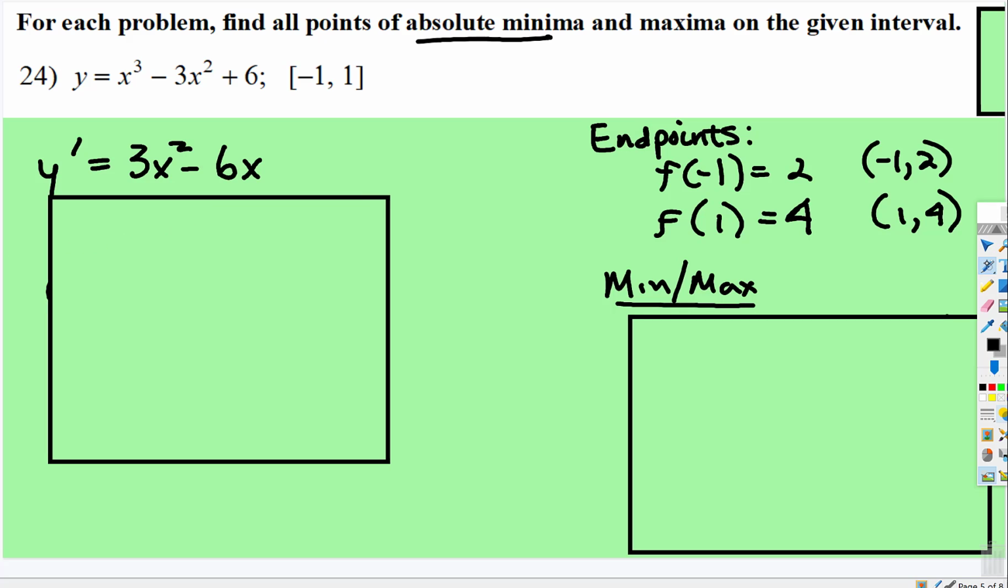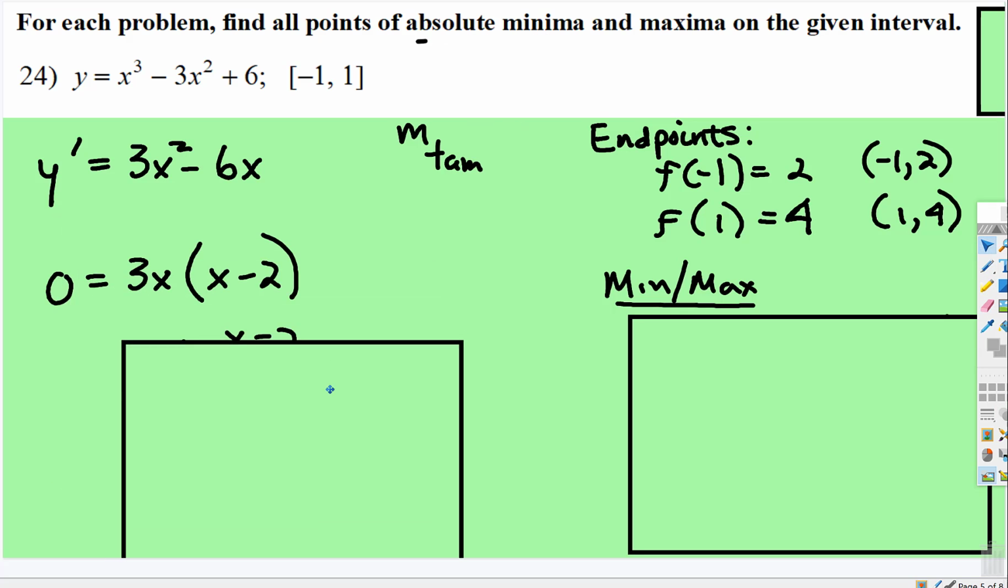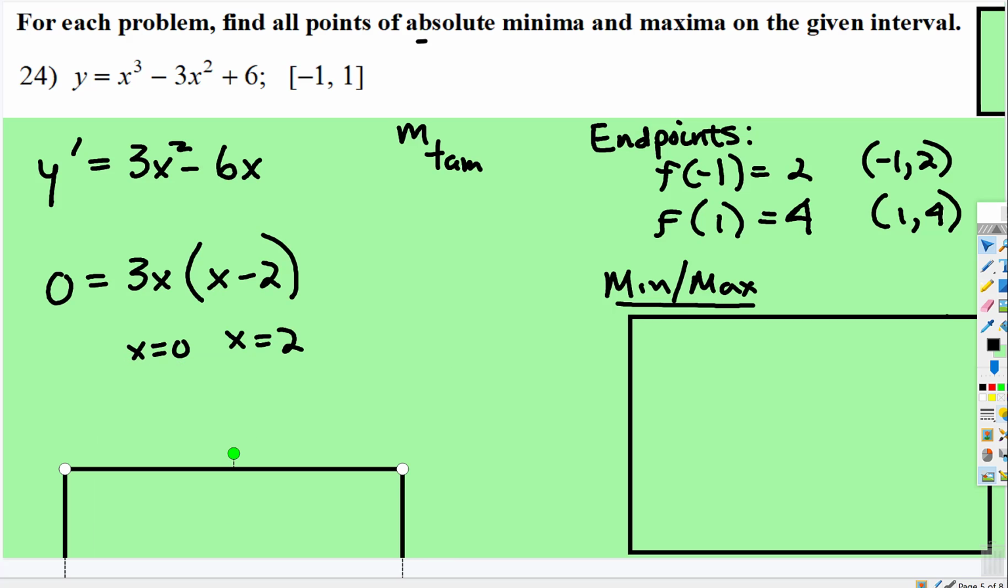because remember, when the derivative function is 0, that means the slope of the tangent line is 0, and that's where we get the mins and maxes, when the slope of the tangent line is equal to 0. All right, so we're going to set that equal to 0, and we factor out that 3x. Well, this x will equal 0, and this x will equal 2.